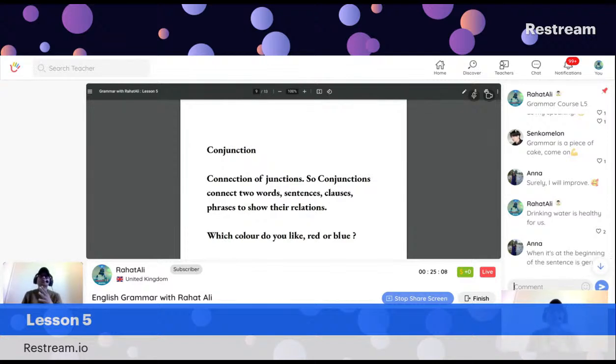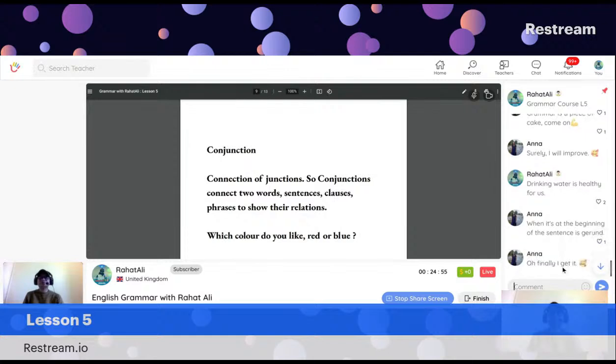But we have to understand whether it has the sense or meaning of a noun or not, or an adjective. Either noun or adjective. That time it becomes a gerund. Otherwise, it becomes a participle. Finally, you get it. That's great.